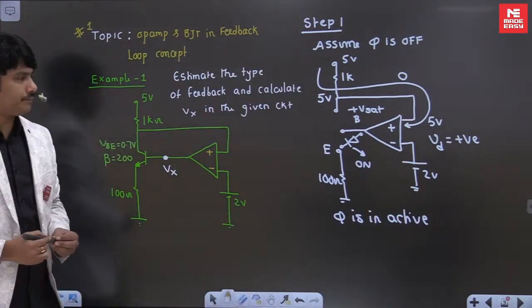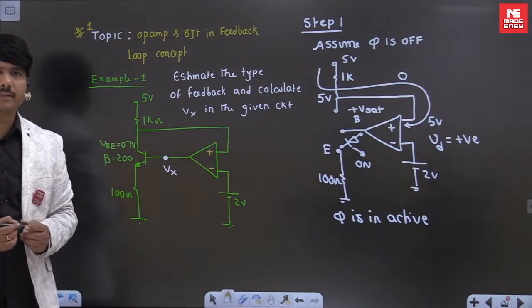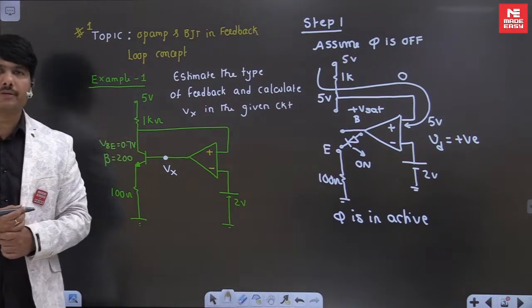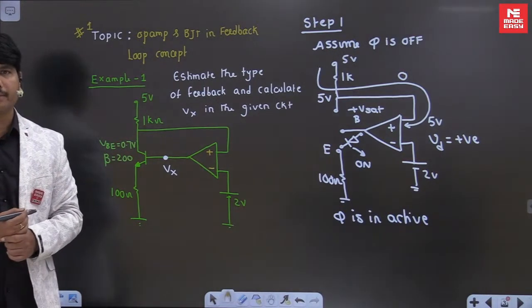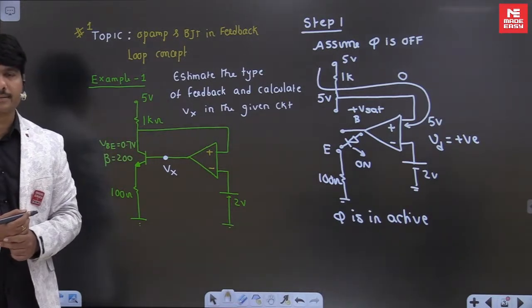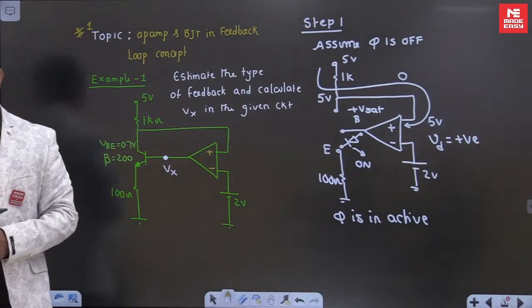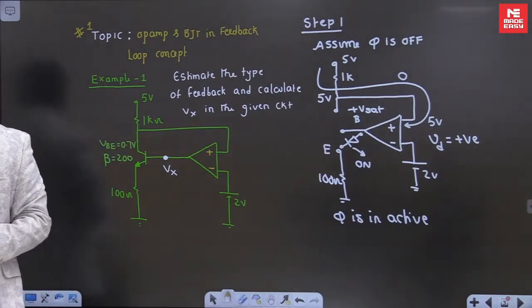Q is inactive. The transistor I assumed as off, but the transistor is telling I am in on condition. So now this is the first step a student should do initially. Without doing this, directly if you tell the feedback, that is a wrong thing in the analysis. So first step is over. It's very clear. The transistor is in active region.